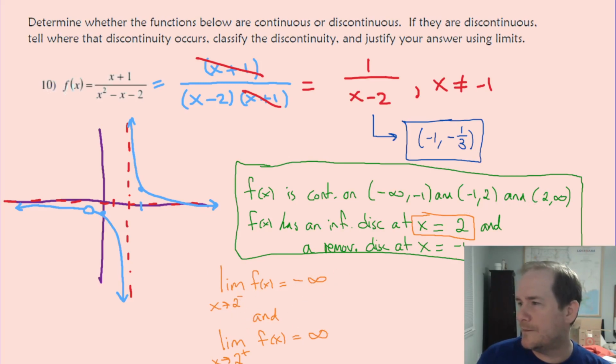Then red, orange, yellow, green, blue, purple? Let's do purple. All right. What about this removable discontinuity? Why do we know we have that?